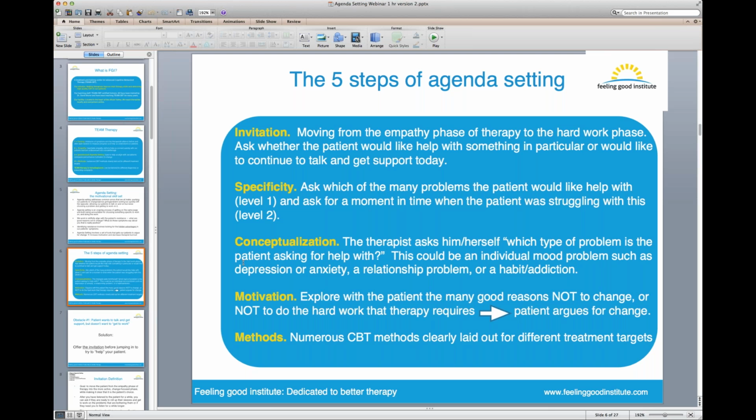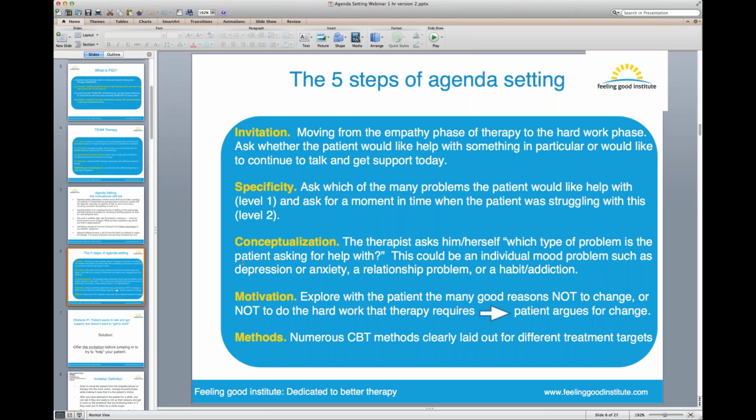We're going to ask the patient, you've talked to me about A and B and C, and I'm wondering, would now be a good time for us to shift gears and pick something and start to work on something in particular today? Or do you feel like you need some more time to talk and get support? So it's got 2 options there. And I'll talk to you about why we do that in just a minute.